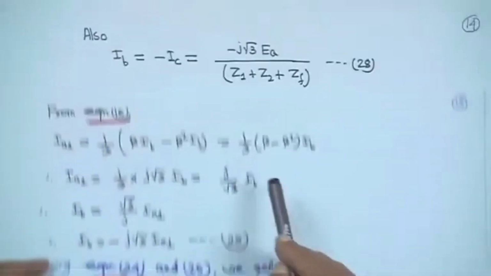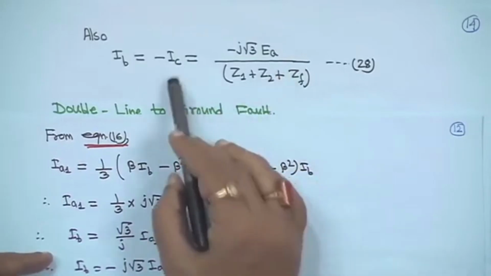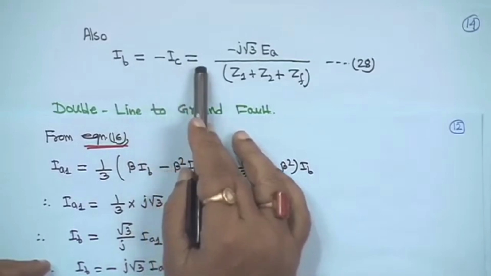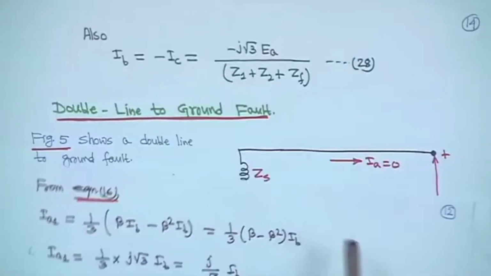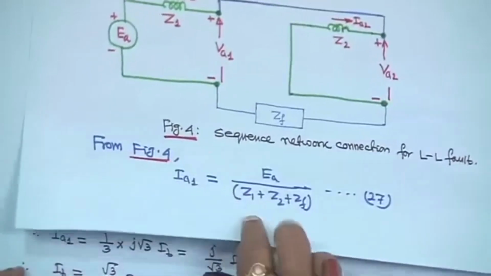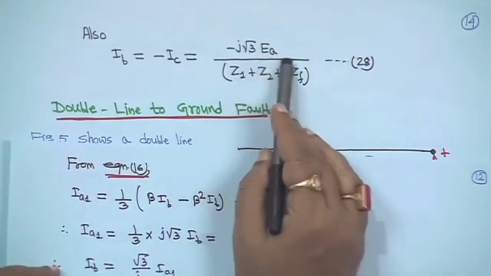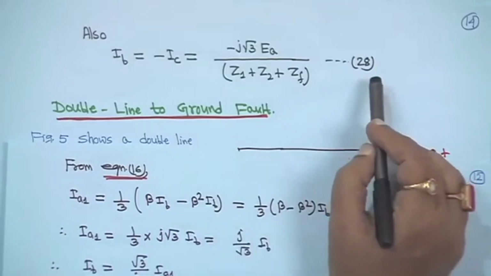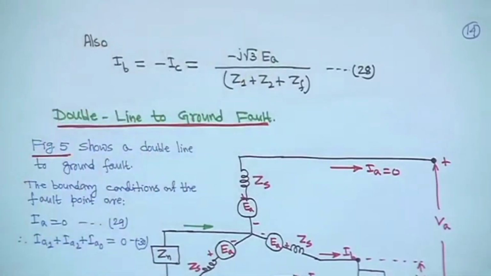So, this IA1 you substitute in equation 25, which I have not written here. We know IB is equal to minus IC, and IB is equal to minus j root 3 into IA1. So, you directly substitute this IA1, then you will get IB is equal to minus IC is equal to minus j root 3 EA divided by Z1 plus Z2 plus ZF. This is equation 28. So, this is actually your line to line fault.